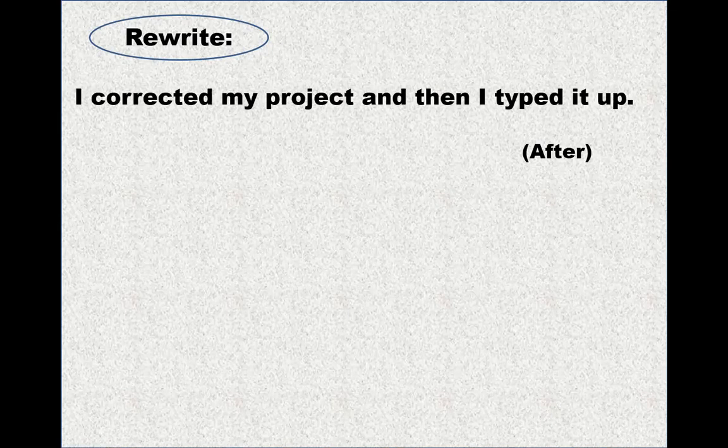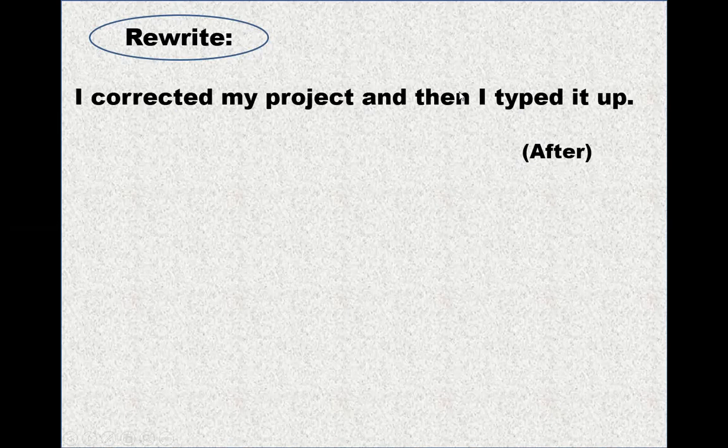What is the first action here? I corrected my project or I typed it? By logic, it's corrected my project. Okay, I'm going to explain it first and then you can answer. I will change the first action, which is corrected, to be in past perfect, and I will keep typed as it is. So the right answer will be: after I had corrected my project, comma, I typed it up.